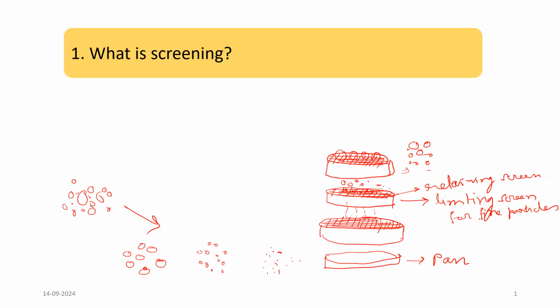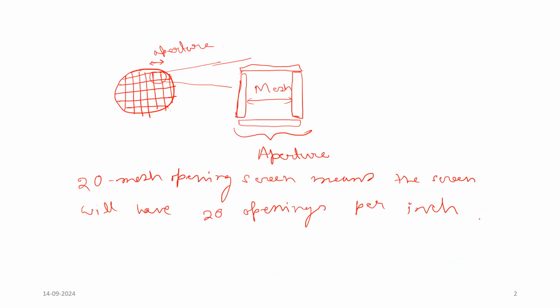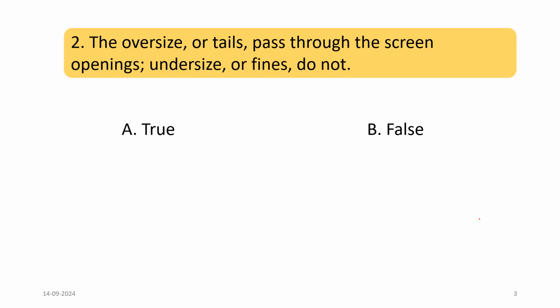Okay, so this is the screening. Next question: the oversize or tail pass through the screen openings, undersize or fines do not. Is it true or false?